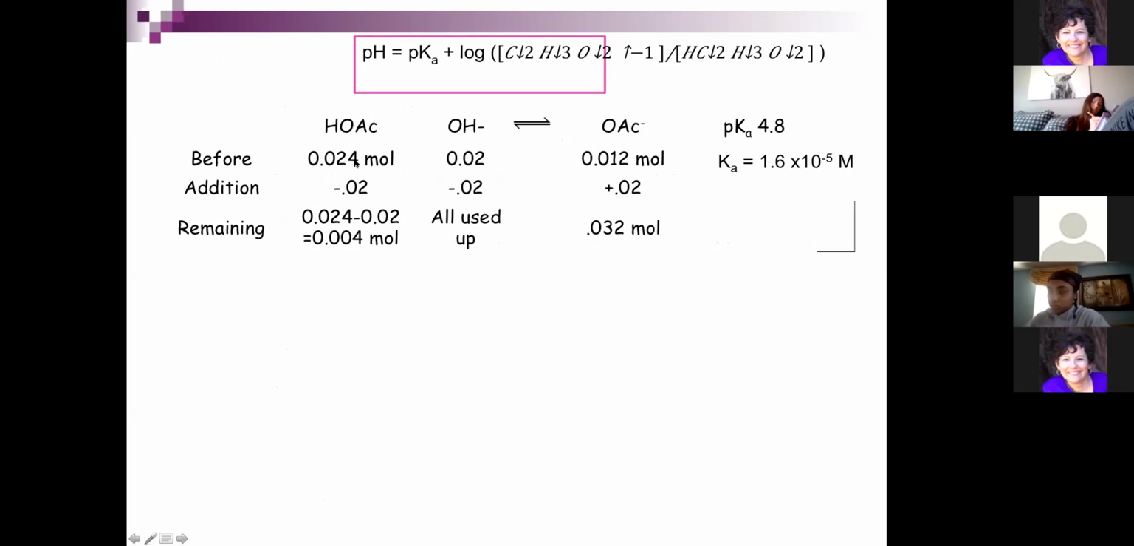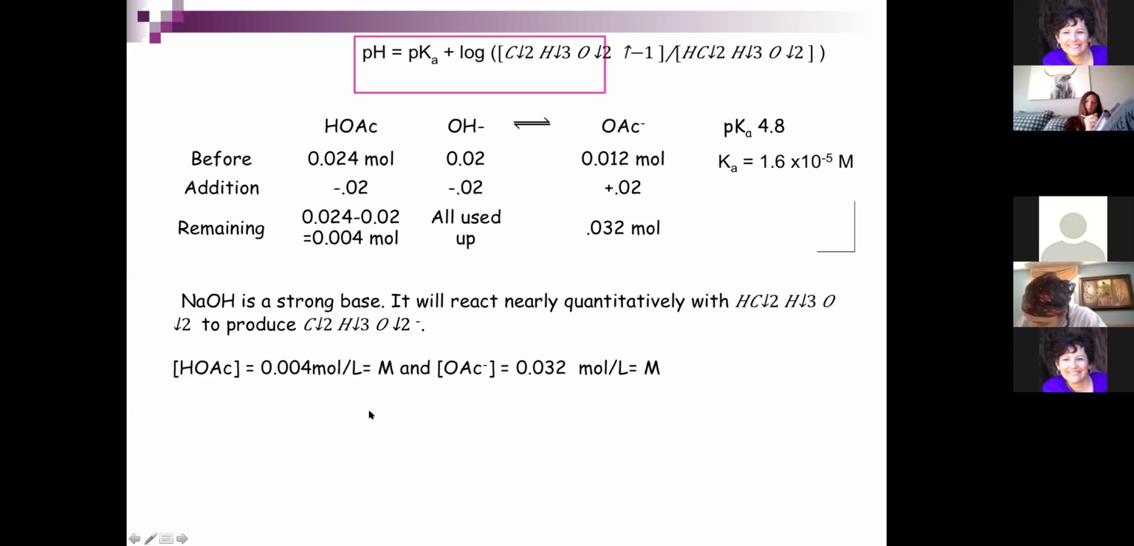So we started off with 0.024 moles of acetic acid and 0.012 moles of acetate ion. And I guess I did a little bit of rounding with this one. So 4.8 was my pKa. And so my acetate ion goes up, my acetic acid goes down, and here are my two new amounts for my moles. So I need to do my Henderson-Hasselbalch as my last step.